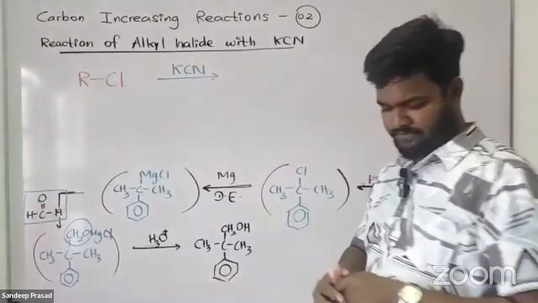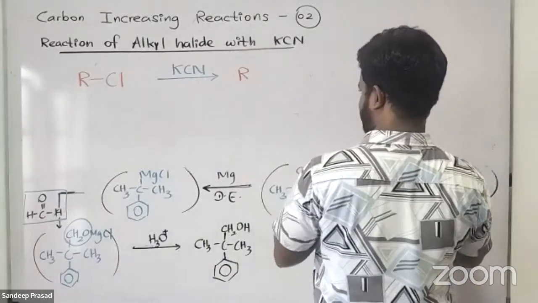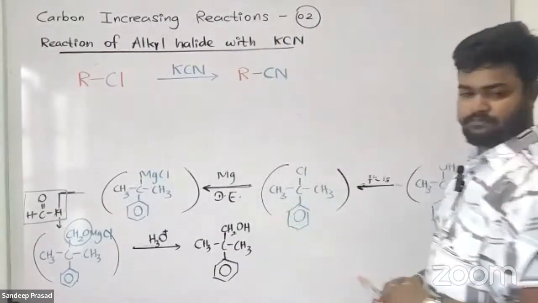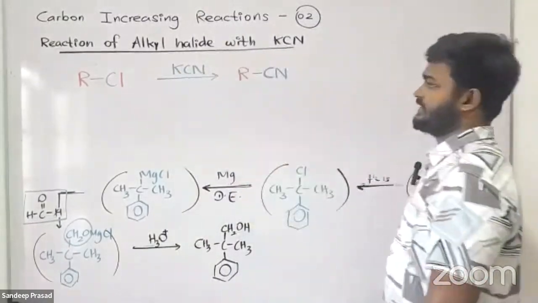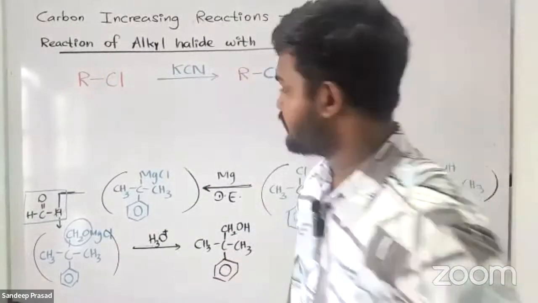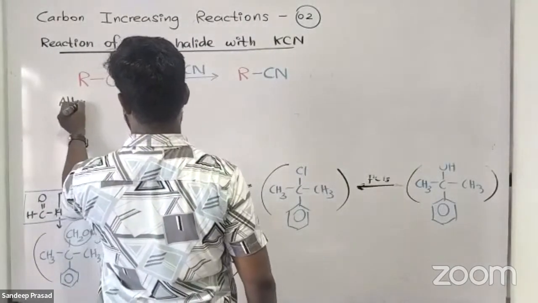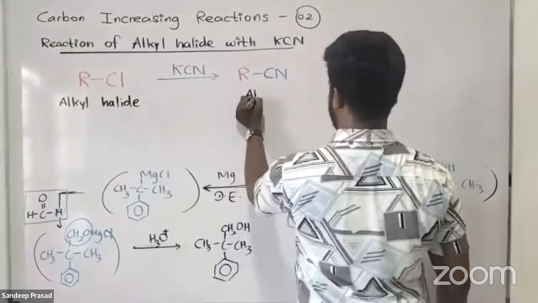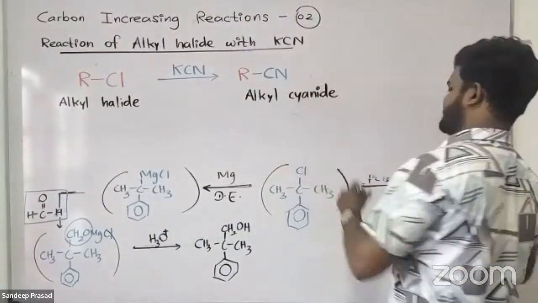So what do you think? What should be the result? So the result is RCN. That chlorine is replaced by the cyanide group. Okay. So this is the alkyl halide. This is the alkyl cyanide. Right. So this is the reaction. Now we are including one more reaction for the conversions. We have started from an alkyl halide and now we have an alkyl cyanide. That's all. This is the reaction.